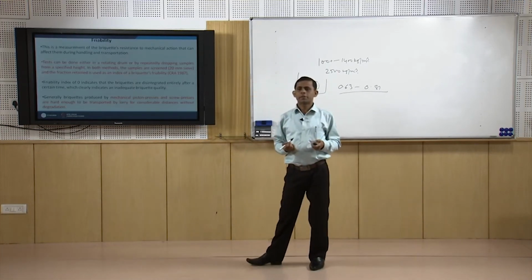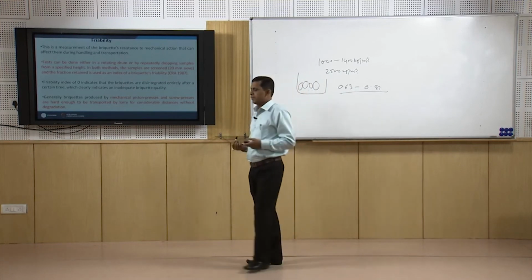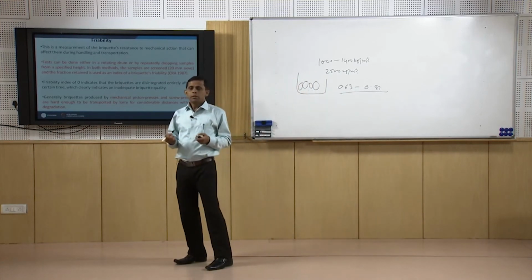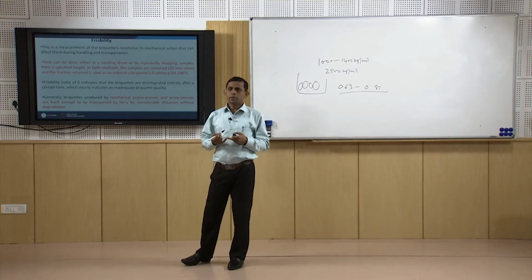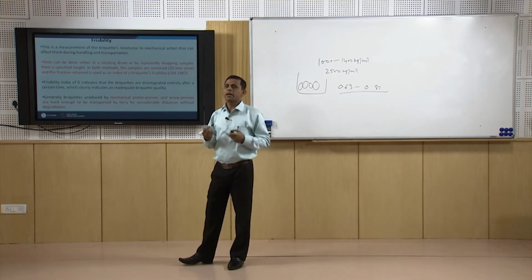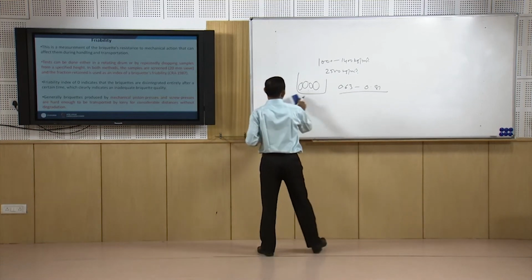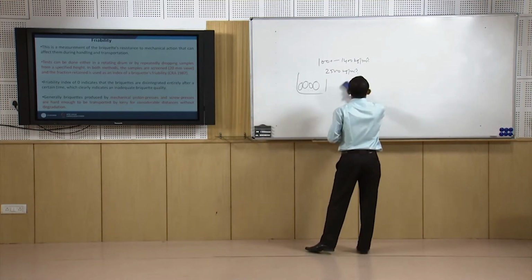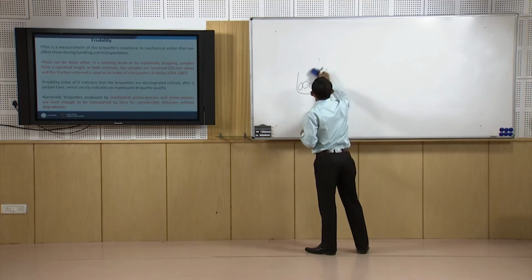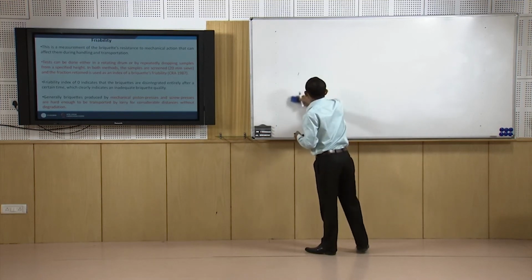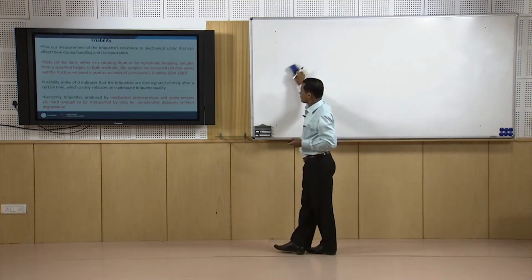Now, we will discuss friability. So, what is friability? That is the property of resistance to mechanical shock. If some material is under mechanical shock, how resistant it is to it, that is related to the friability. So, how can we measure the friability?